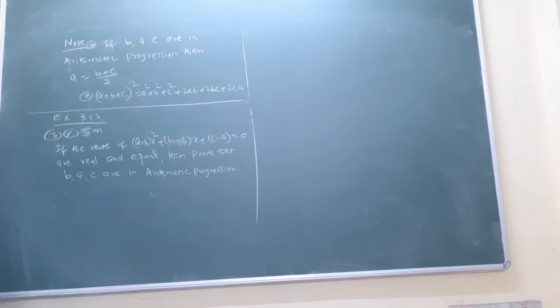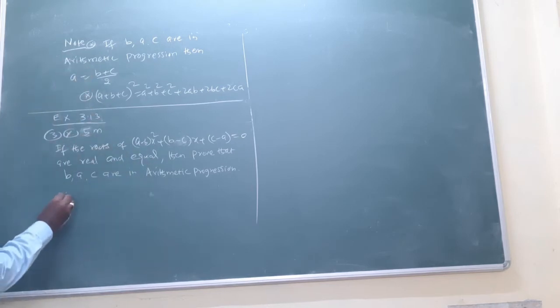Quadratic formula. What is the formula? (a plus b plus c) whole square means a square plus b square plus c square plus 2ab plus 2bc plus 2ca. This is a very important formula. By using this formula, we solve this question.